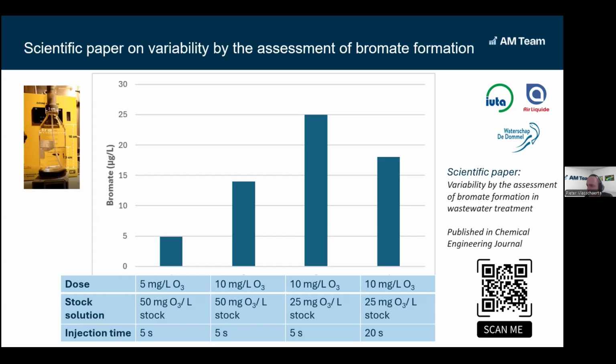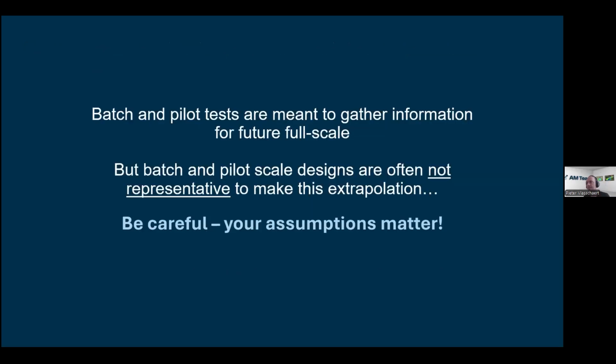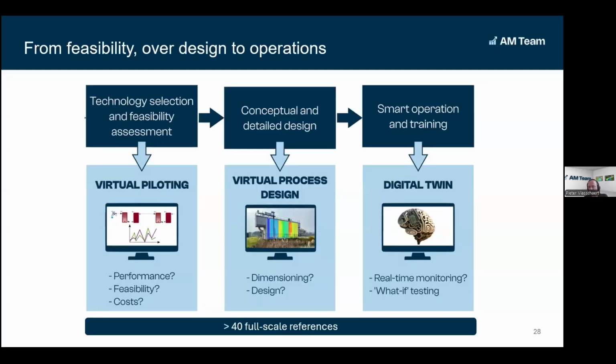And we did this, so these are real tests, but we also did this with the model. So we did the batch test with the model, and we saw the same results here. This is also published scientifically in a paper in the Chemical Engineering Journal. So if you scan this QR code, you can read the results of this study. What I just want to say is that these batch and pilot tests are meant to gather information for the future full scale, and can be really important. But often they are not representative enough to make this extrapolation. So be careful. Your assumptions matter.